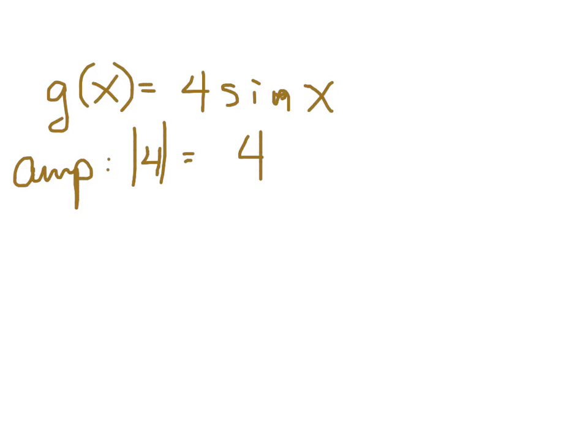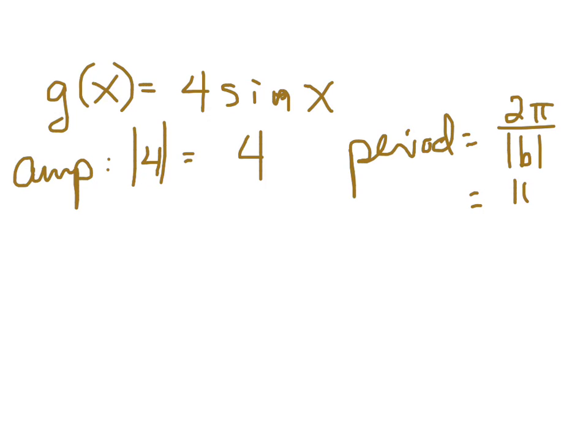Now, to identify the period, we use 2 pi over the absolute value of b. What number is in the b position? 1. So we are 2 pi over 1, which is just 2 pi. Everybody okay with that so far? All right, now comes the graphing part.